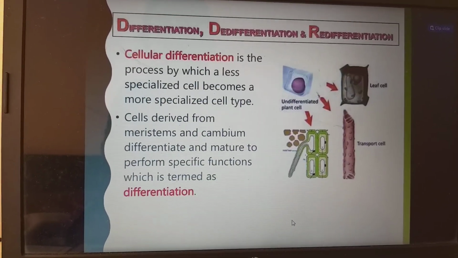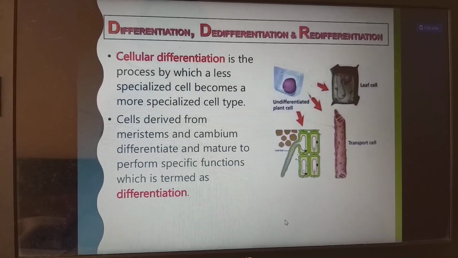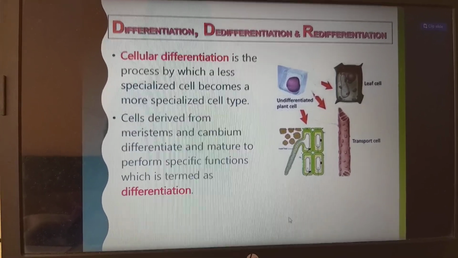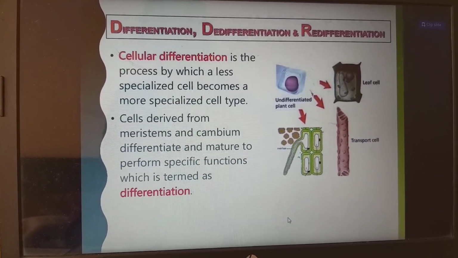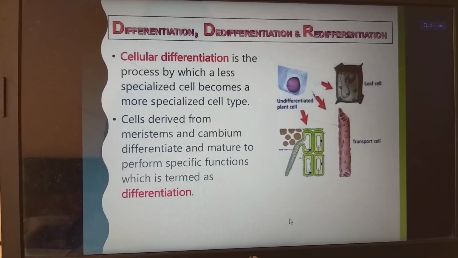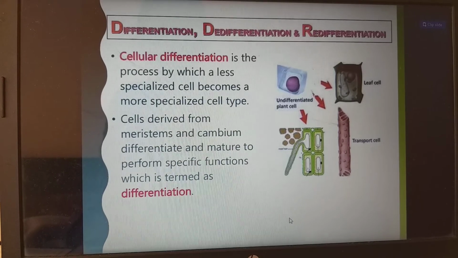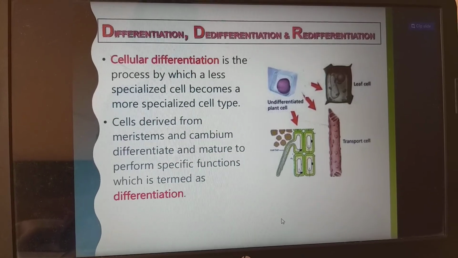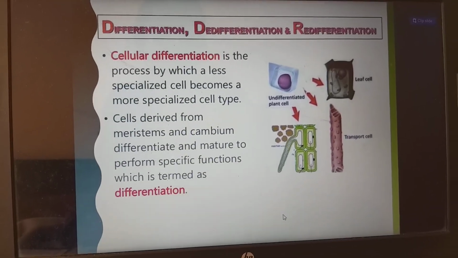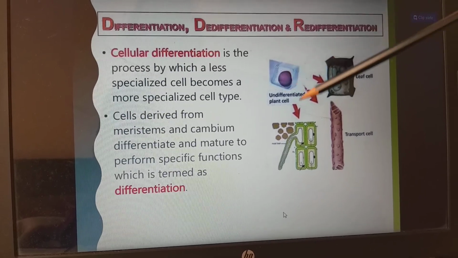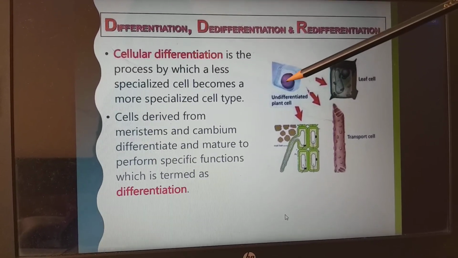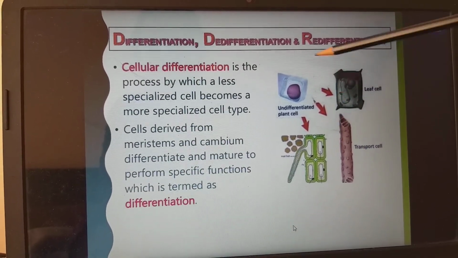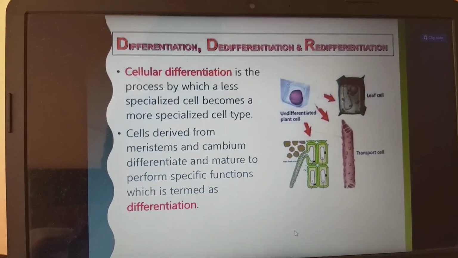Coming to the next, differentiation, de-differentiation and re-differentiation. These are the three we are going to see. Coming to the first, cellular differentiation is the process by which a less specialized cell becomes a more specialized cell type. So cells derived from a meristem and cambium differentiate and mature to perform specific functions, which we term differentiation. For example, initially the cell is an undifferentiated plant cell, and later this cell can be differentiated into a leaf cell, transport cell or any other cells. So this we call differentiation.